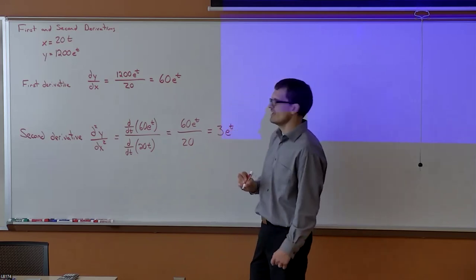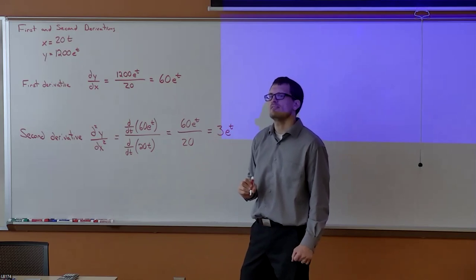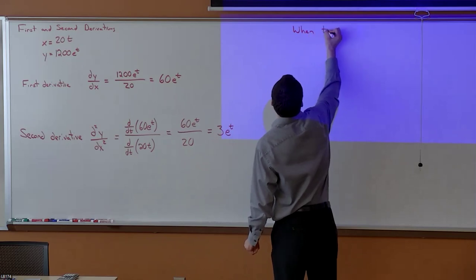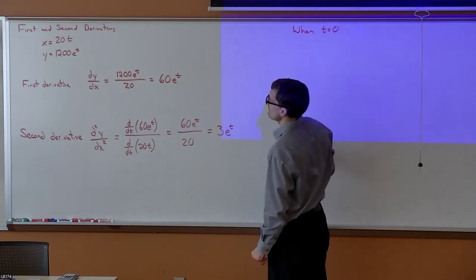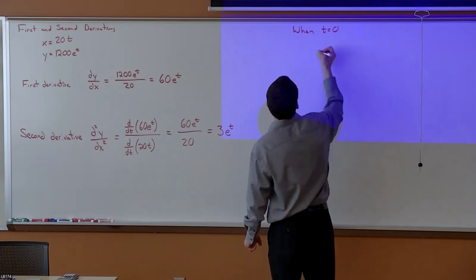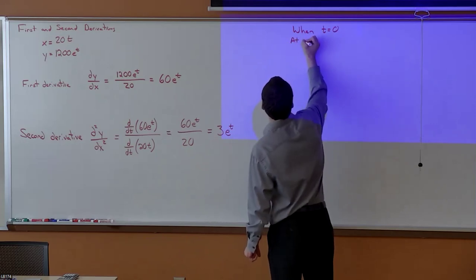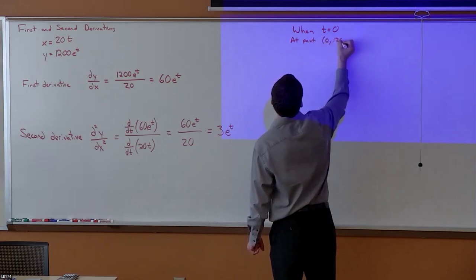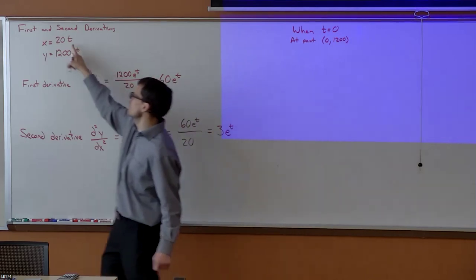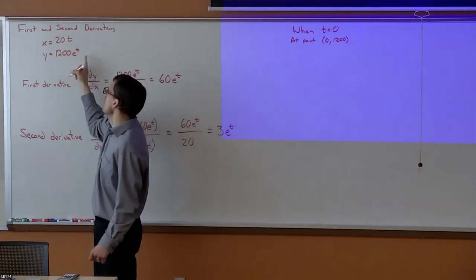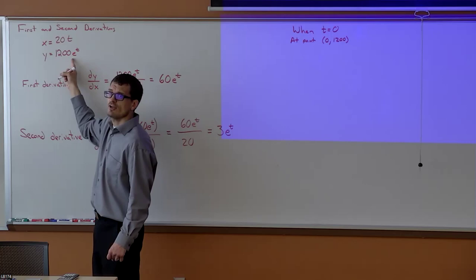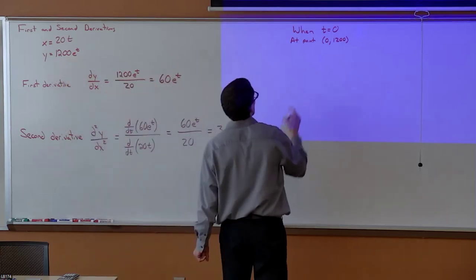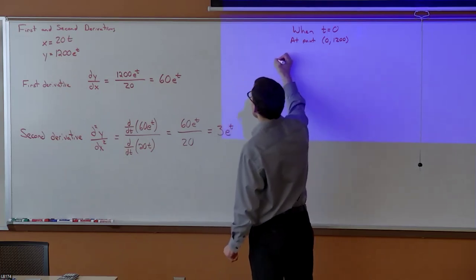So my second derivative is 3 times e to the t. Now, when t is 0, we're going to be at the point (0, 1200). That's what you get when you plug in 0 into here. You get a 0 for x. And when you plug in 0 to here, you get 1200. So we're at the point (0, 1200).